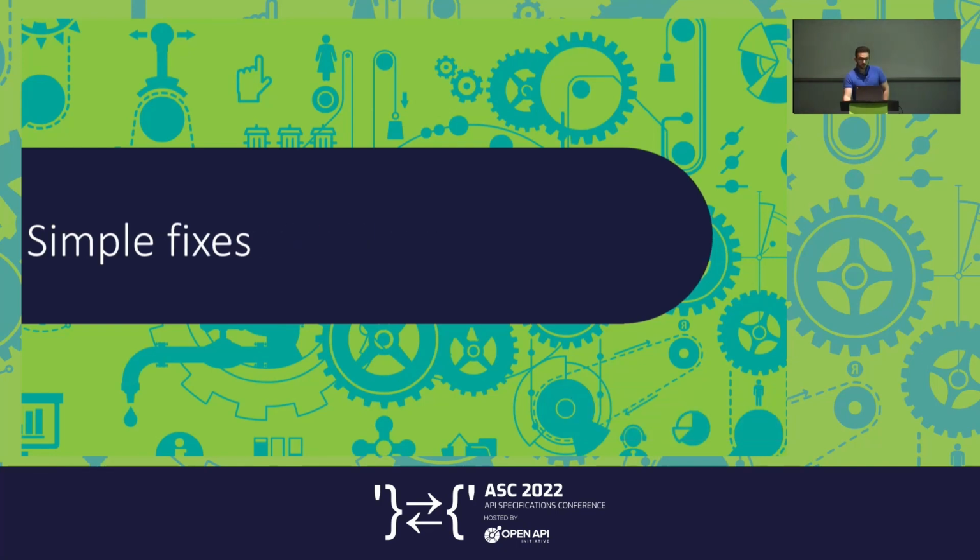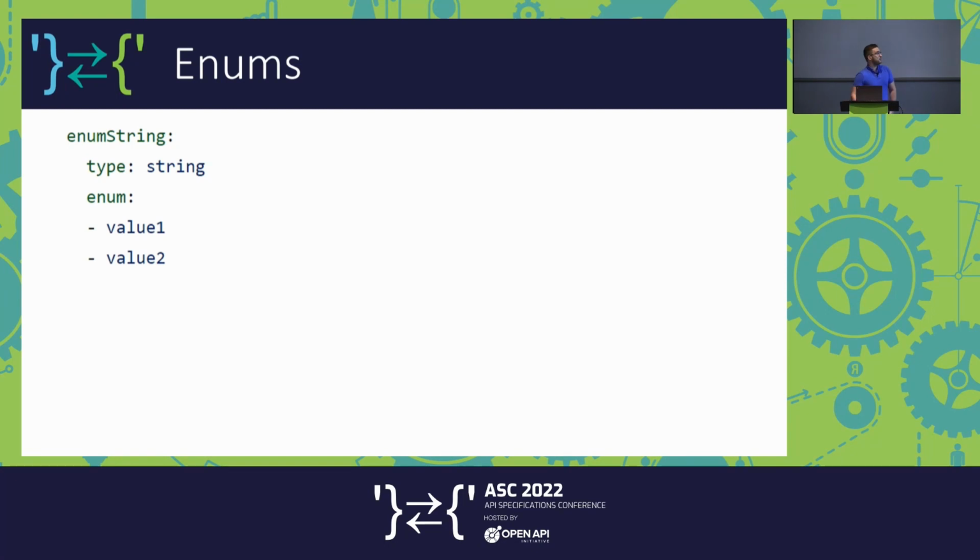So let's start with the simple stuff. The very simple thing that we could address right now. Here's how you define an enum. So an enum, a bunch of different values that are possible to use. And this one is very straightforward, right? Type string, enum, the values of the enum, and that's very easy to generate for.